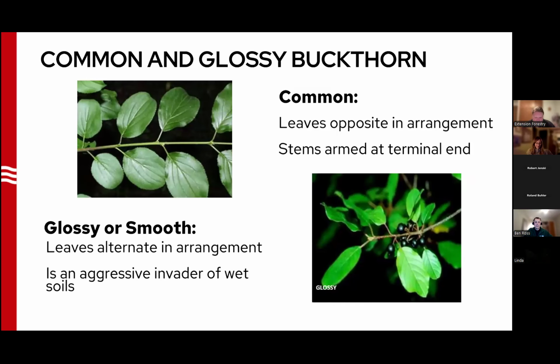Another thing to identify a difference: the common buckthorn is not quite opposite, but it's pretty close to being opposite branching, where the glossy will be a little bit more alternating, and the common buckthorn might even have a little bit of a thorn terminal end to it where it might be spiky.